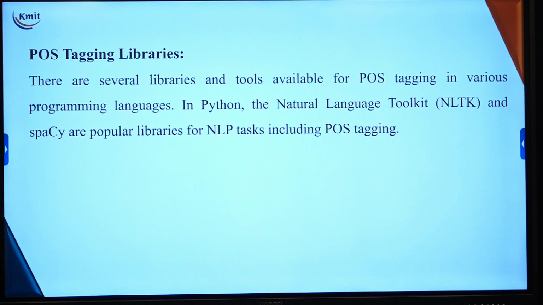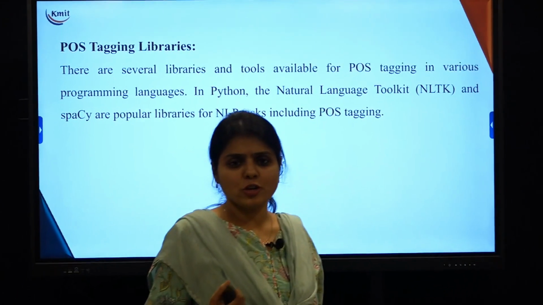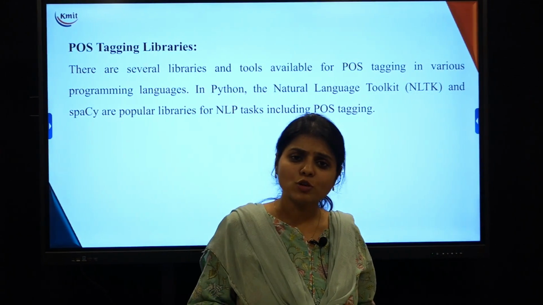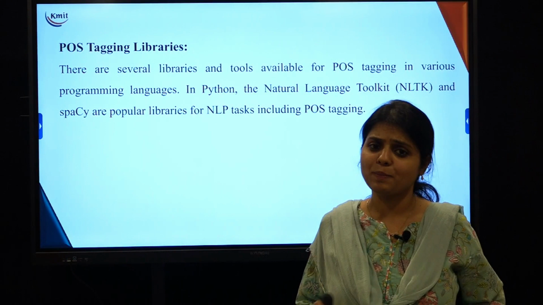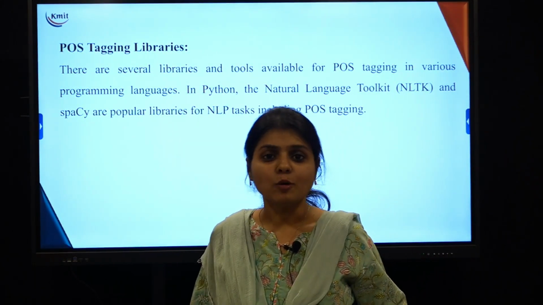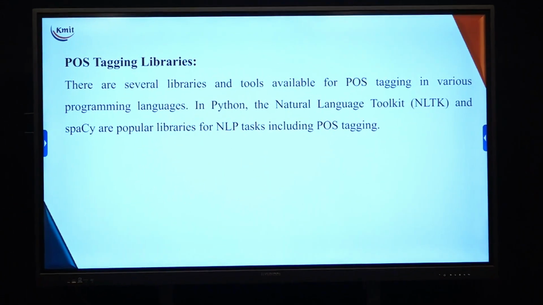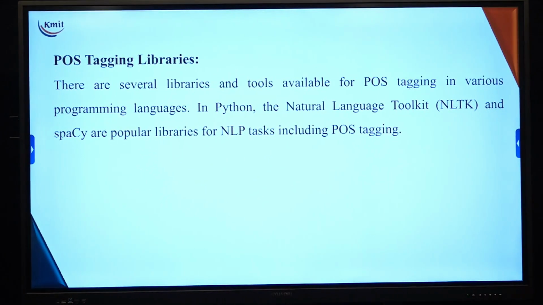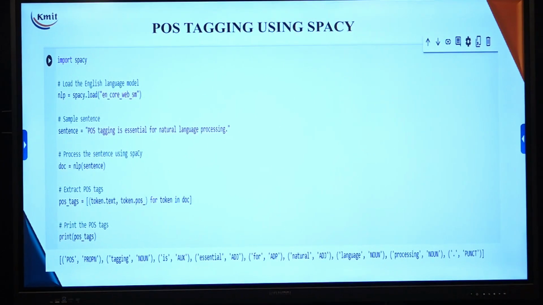Now, how do we implement this POS tagging? There are different libraries in NLP which you can use for POS tagging. The two most important libraries that we use for POS tagging are NLTK and Spacy. Now, we will see how we build a POS tagger using both libraries. NLTK, Natural Language Toolkit, and Spacy are the two important libraries that we use for building a POS tagger. Now let's start with Spacy.